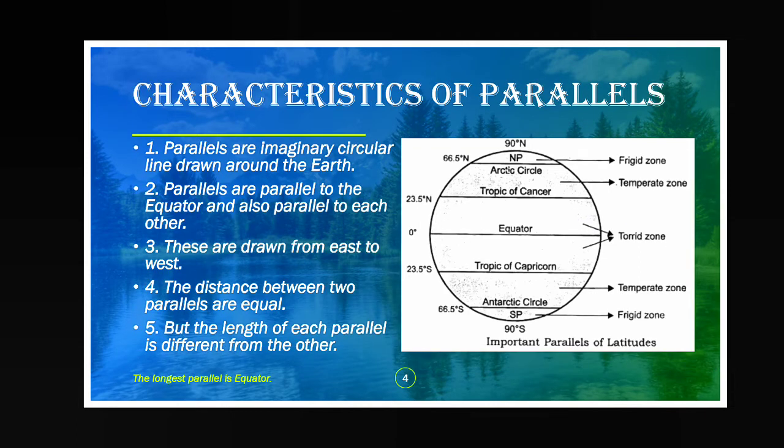Next, characteristics of parallels. So what are the characteristics or important features? Number one, parallels are imaginary. That we already discussed. These are imaginary, there is no real existence. Circular lines, because if you see the 3D form of the globe, you will see that parallels are around the earth, like a circle located around the earth. That's why, second point, parallels are parallel to the equator and also parallel to each other. Third, these are drawn from east to west, that is from right hand side to left hand side.